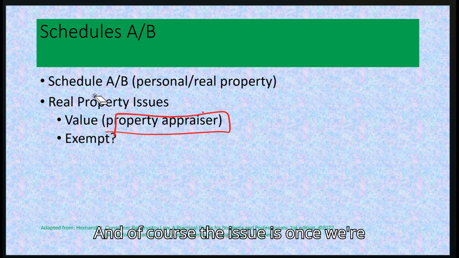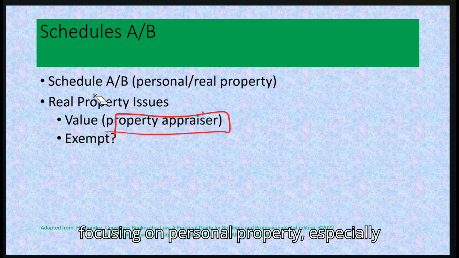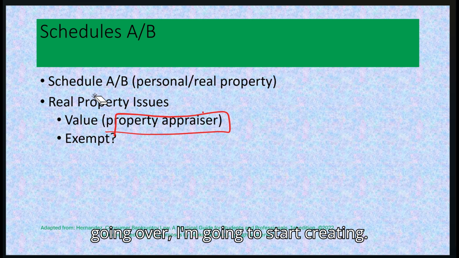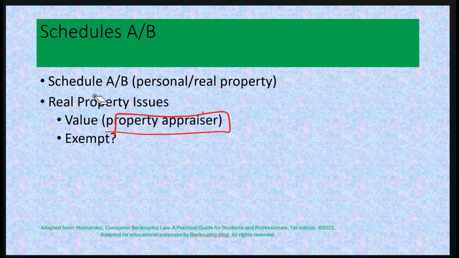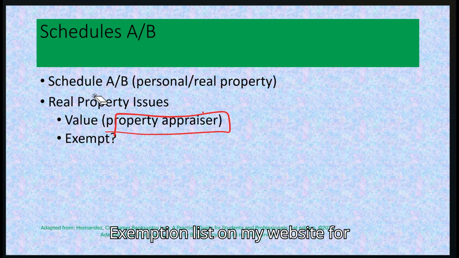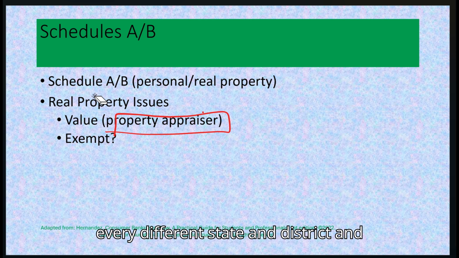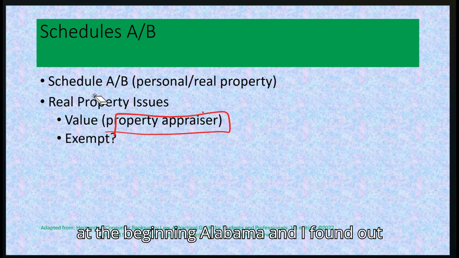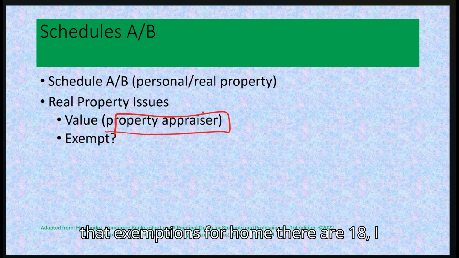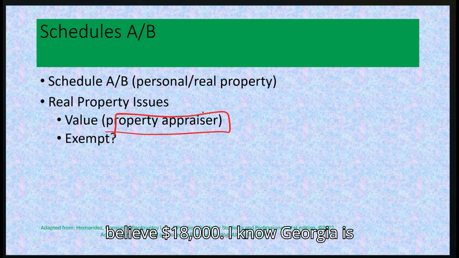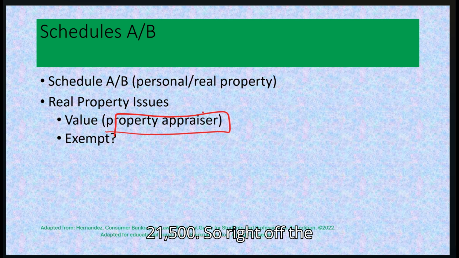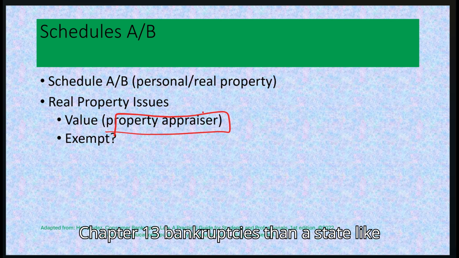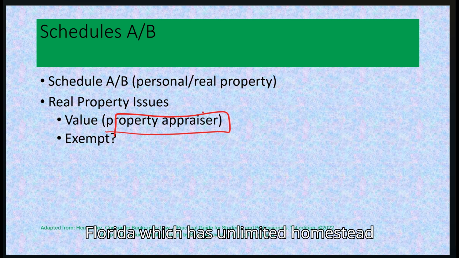And of course, the issue, once we're focusing on personal property, especially real estate, is whether it is exempt or not. For example, today I was going over exemptions because I'm going to start creating exemption lists on my website for every different state and district and everything else. So, of course, I started at the beginning, Alabama, and I found out that the exemption for a home there, I believe, was $18,000. I know Georgia is $21,500.